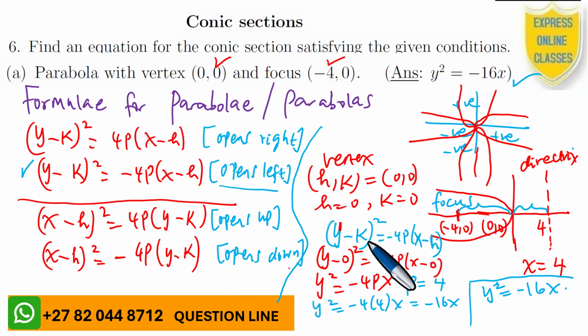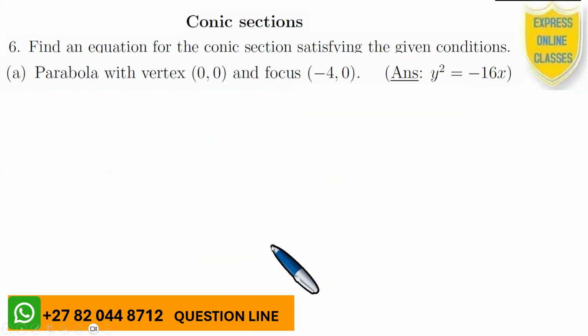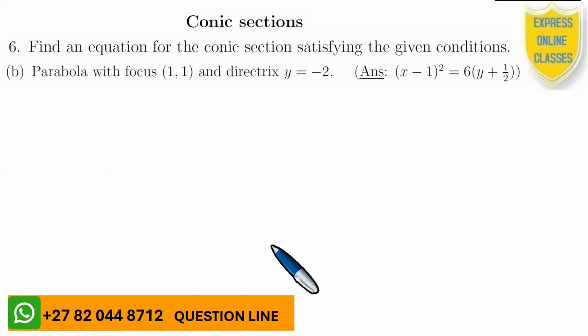Right. Now I want us to look at the next question, B. You are spoiled for choice. Another parabola. So let us remember some things here. What exactly is everything we need in this case?